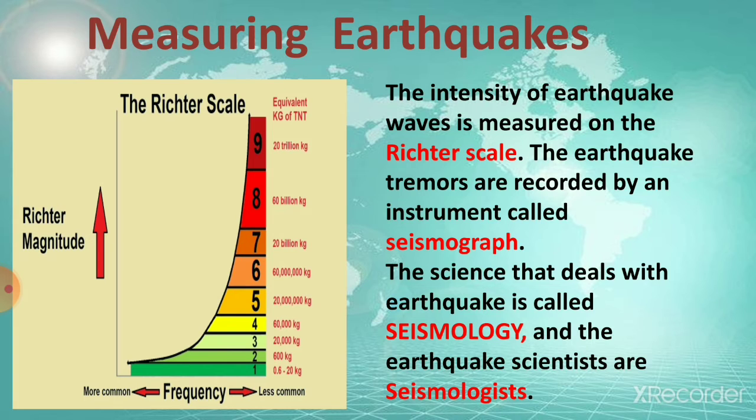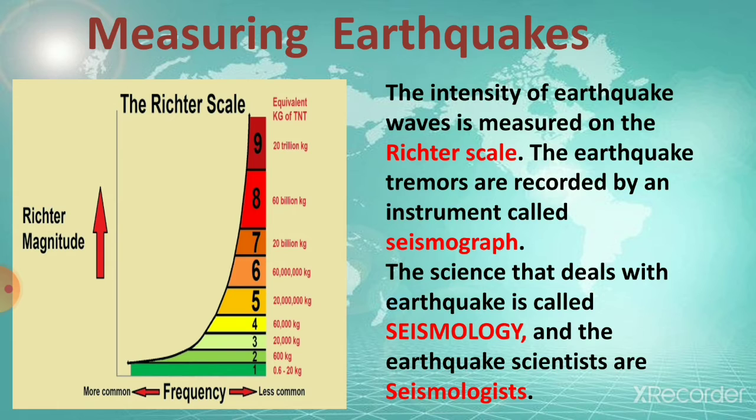Measuring of earthquake. Now let us see how to measure the earthquake waves. The intensity of earthquake waves is measured on the Richter scale. You can see the figure. The earthquake tremors are recorded by an instrument called seismograph. The science that deals with earthquakes is called seismology, and the earthquake scientists are called seismologists.